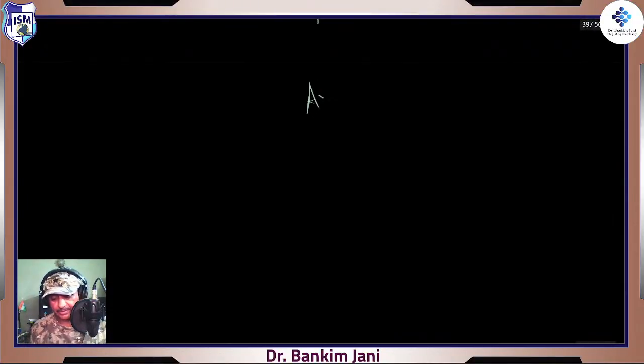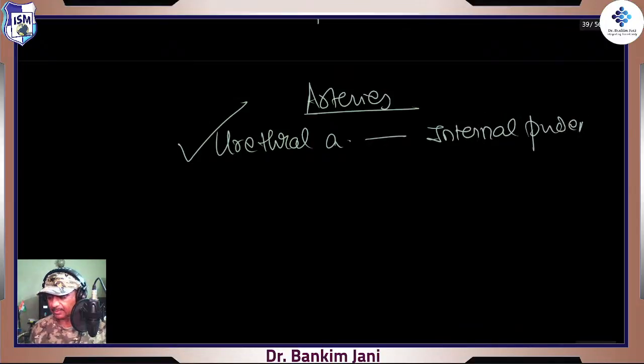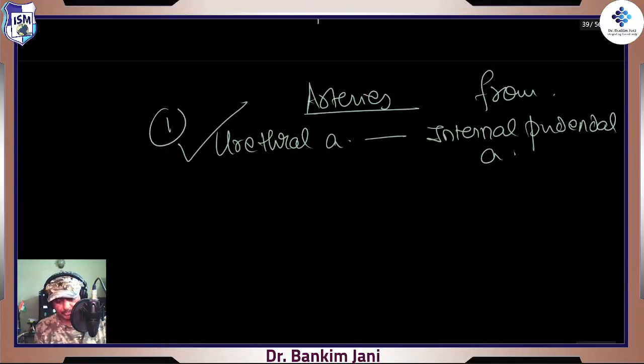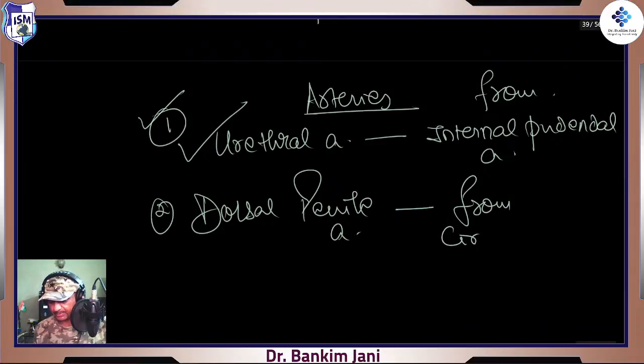Regarding the arteries, the urethral artery would be the main one. And this will be from the internal pudendal artery. So this would be one, that is main. The second one is the dorsal penile artery. This is from the circumflex branches, but it is minor. This one is main, right? This one is from circumflex.